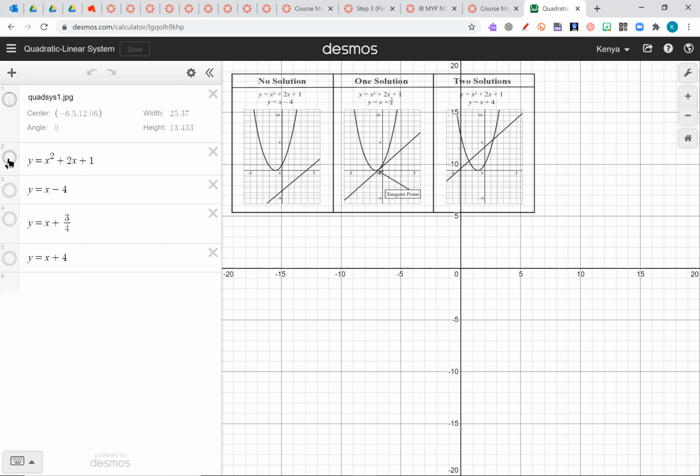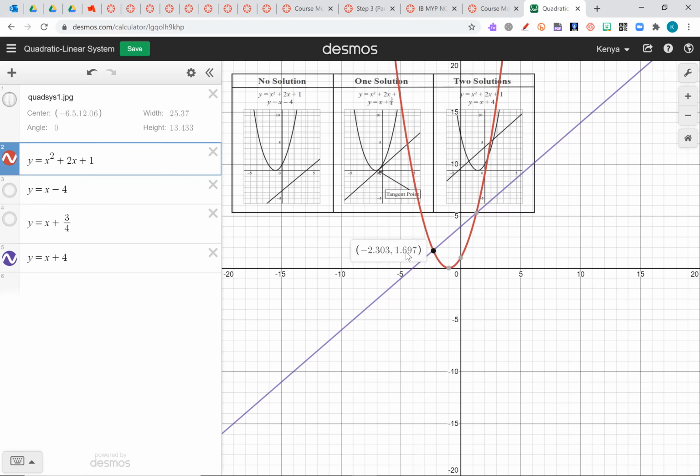We have a quadratic. We can turn this on so that we can see the quadratic there. Now, if I want to see where it has two solutions, there goes the two solutions. Desmos allows us to click on the intersection and it will give us our answer. So if I click on the intersection here, I can see that my point of intersection is negative 2.303, 1.697. My second solution is 1.303, 5.303. So that is a situation where we have two solutions.